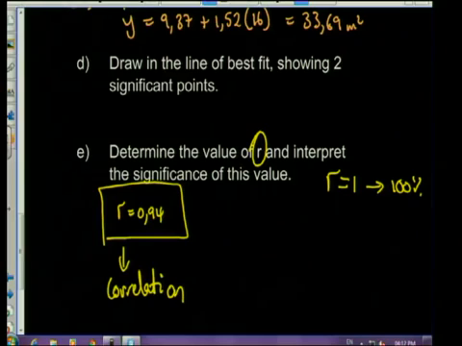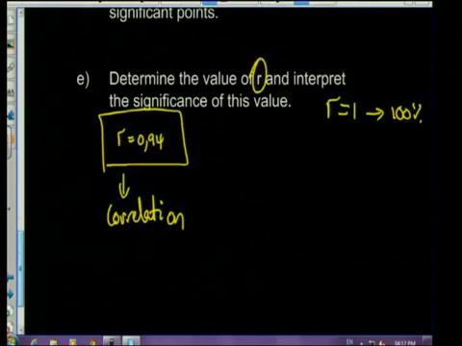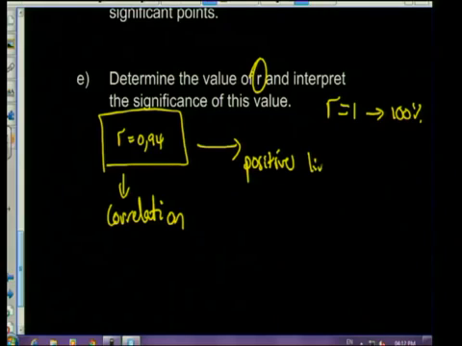Okay, how close the x correlates to the y in terms of this line of best fit. It is the correlation coefficient, but there are two components to the R. First of all, the sign. R is positive, so it is a positive linear correlation.